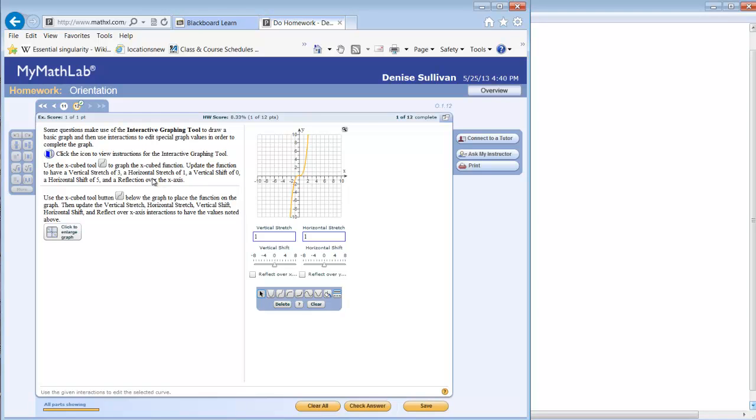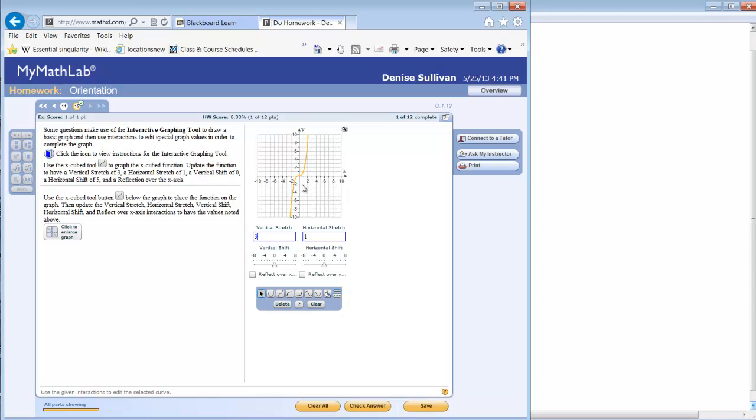Then they've asked us to update it to have a vertical stretch of 3, and here's where you would put in the vertical stretch. You just tell it, delete that, tell it to stretch it by 3. A horizontal stretch of 1, which is not a stretch at all, because 1 is where it begins. A vertical shift of 0.